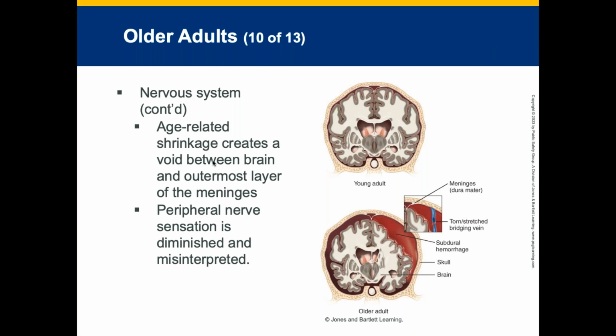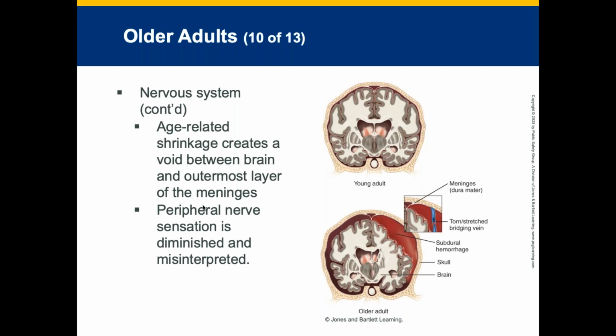Age-related shrinkage creates a void between the brain and the outermost layer of the meninges, which provides room for the brain to move when stressed. Peripheral nerve sensation is diminished and misinterpreted as well. There are slower reaction times, a slowdown in reflexes, and nerve endings start to deteriorate, and the ability of the skin to sense the surroundings becomes hindered. Right, so they start losing sensation.